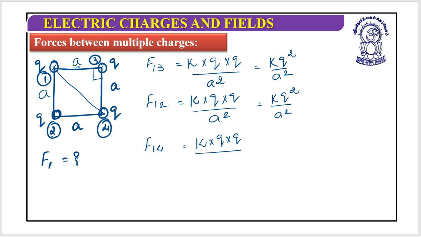This is 90 degree, so this seems to be a hypotenuse. This is a, so its value would be root 2 a. Can you calculate it? Yes, according to Pythagoras, under root of a square plus a square should be this value. So if I make a square of this, it should be 2a square. So this is kq square divided by 2a square.